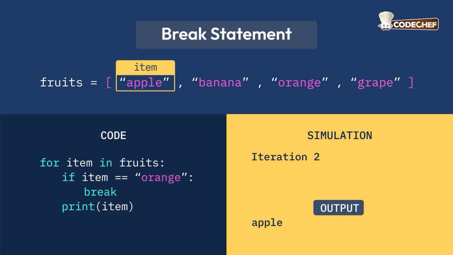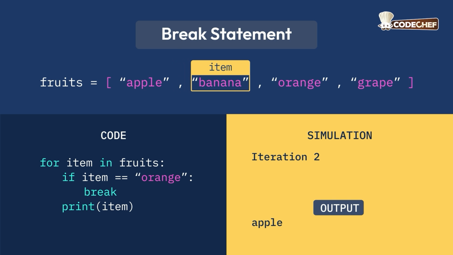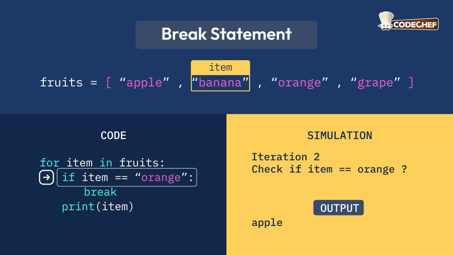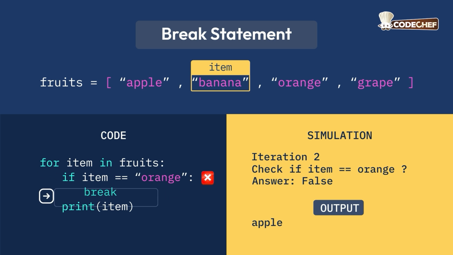In the next iteration, item value is banana. Control moves to the if statement where we check whether the value of item is orange or not. Since banana is not equal to orange, the condition fails. Control skips the entire if block and the print statement is executed.